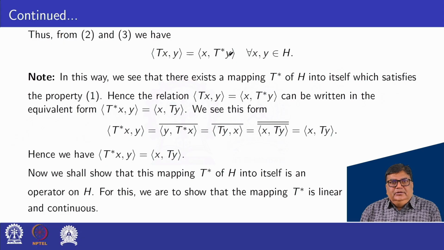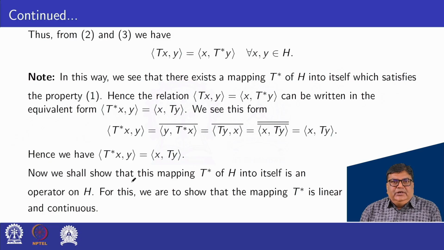Again we change the position of x and Ty, so that is again conjugate complex. So here double conjugate complex of the inner product of x and Ty. So we have inner product of x and Ty. So inner product of T star x, y can be written as inner product of x and Ty also. Hence we have inner product of T star x, y is equal to inner product of x and Ty.